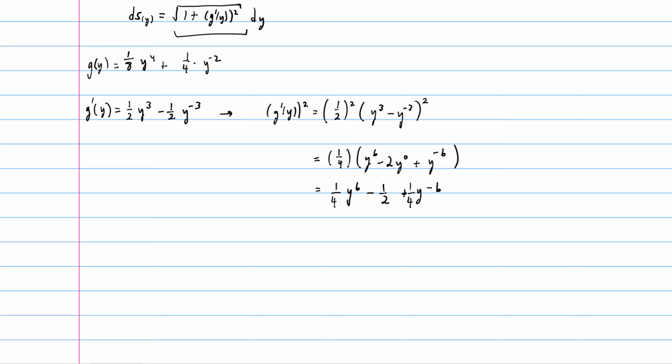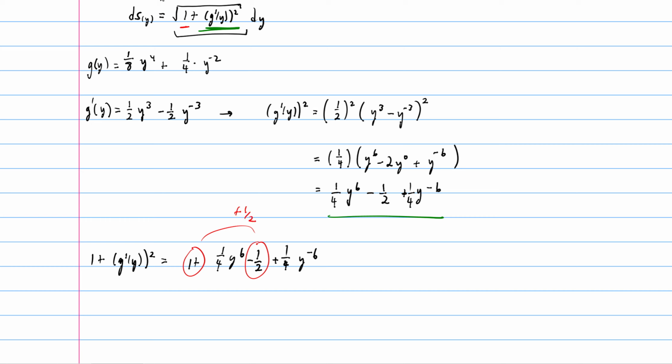Remember, we have to add 1 to this, right? So what we just computed was this, right? g prime of y squared. We have to add 1 to it. So let's do that now. So 1 plus g prime of y squared is then 1 plus all of this, right? But since we have a constant term in the middle, we can add those up, right? So we've got 1 minus 1/2. Well, what's that going to become? Plus 1/2, right? And then let's reorder this. So this becomes 1/4 y to the 6 plus 1/2 plus 1/4 y to the minus 6.